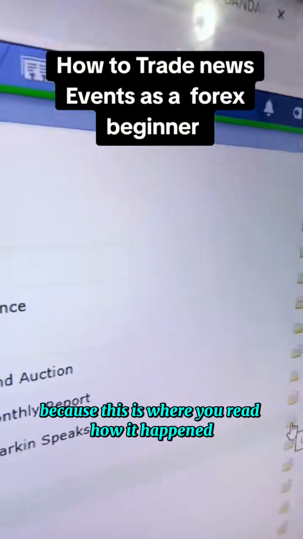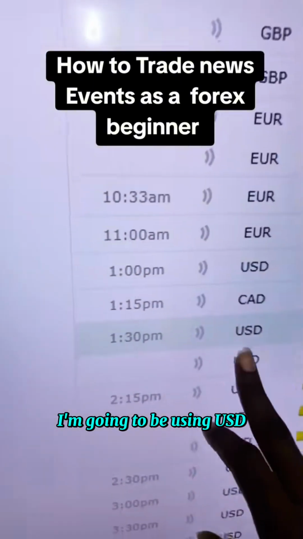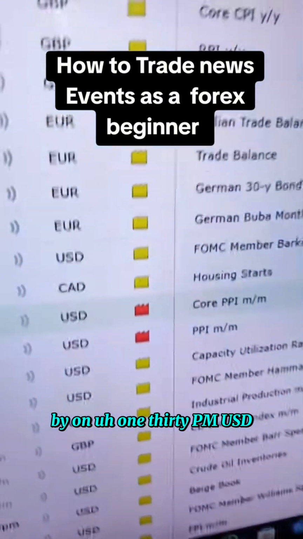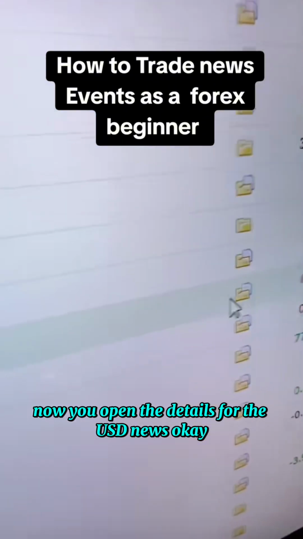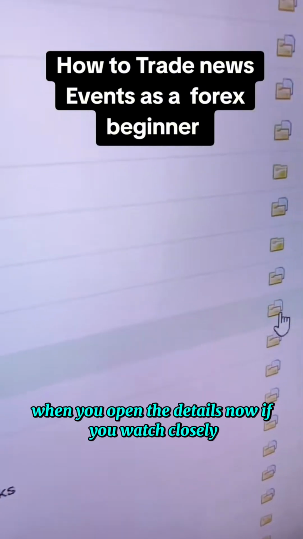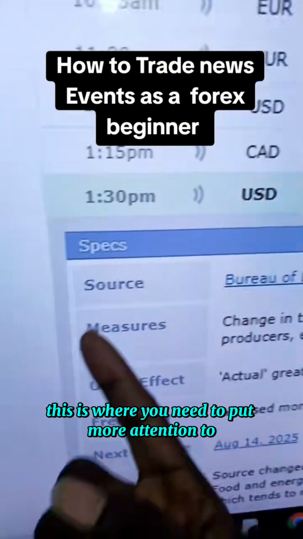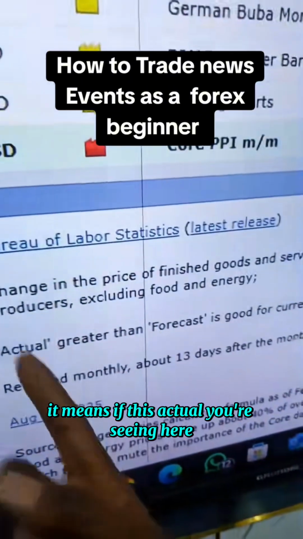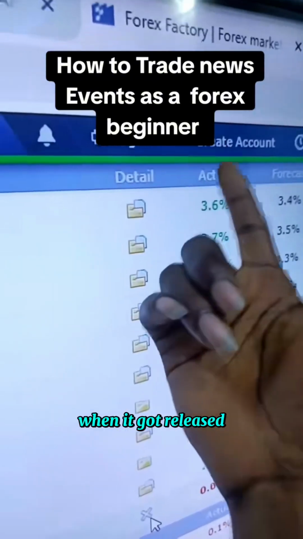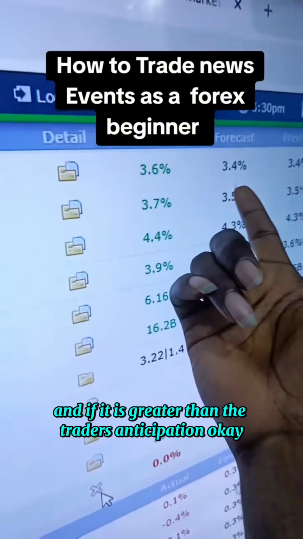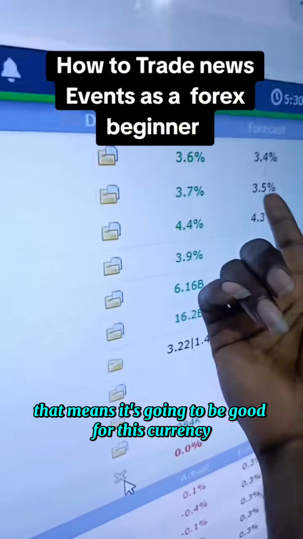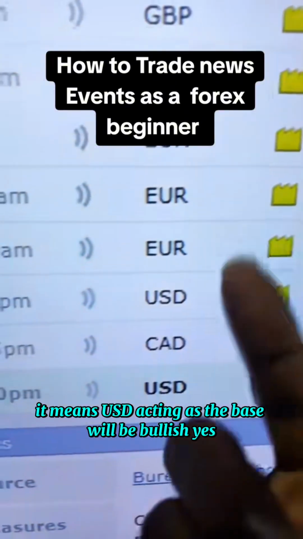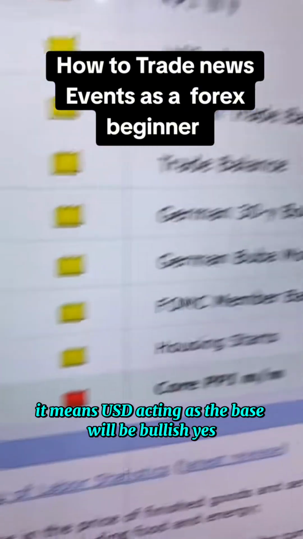Now let's go to the details, because this is where you read how it happened. I'm going to be using USD because that's the one we have the recent high impact news on, at 1:30 p.m. Now we open the details for the USD news. This is where you need to put more attention. The usual effect says actual greater than forecast is good for currency. It means if the actual, when it gets released, is greater than the market anticipation, it's going to be good for this currency. If it is GBP/USD, it means USD acting as the quote would be bearish, and if USD is the base, it will be bullish.